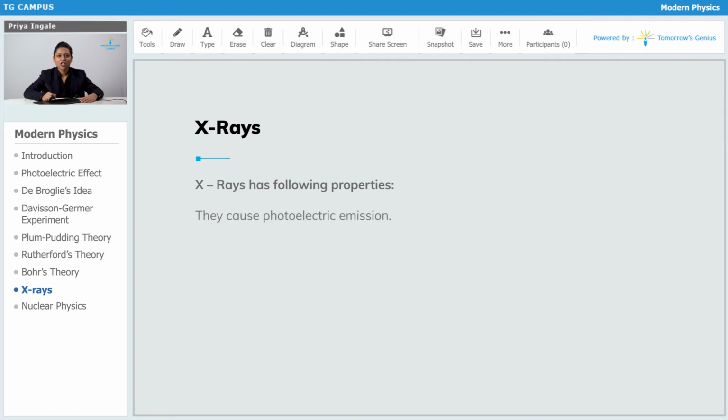Yes, and they cause photoelectric emission. They are capable enough to cause the photoelectric emission. That means when they are incident on the metal plate, then the electrons can come out from the metal plate, and this is called photoelectric emission. So X-rays are capable enough to perform the photoelectric emission, that we can see.